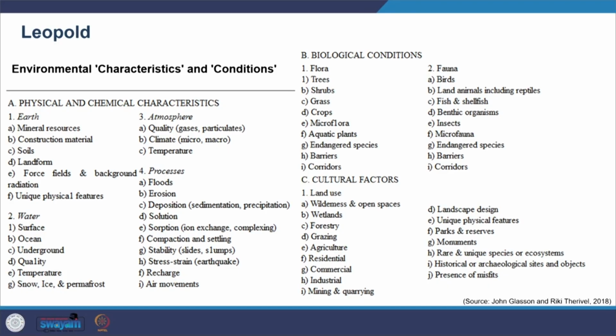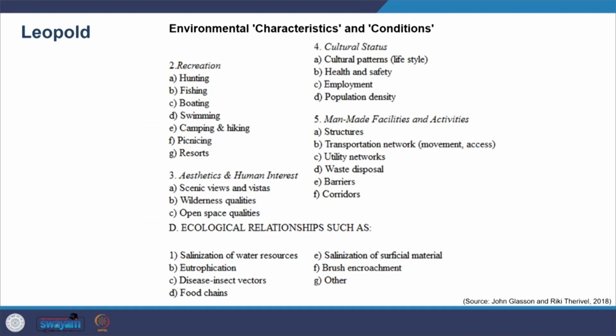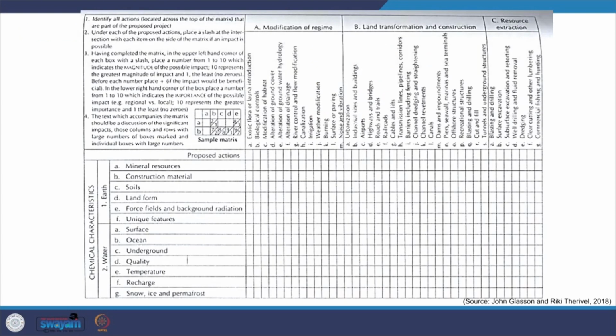You can see the physical and chemical characteristics, earth, atmosphere, water, cultural factors, biological conditions, all these are there. You can see mining, quarrying, all these aspects, and how you can put values and significance and assign them in a very simple matrix, and you can see how the overall matrix would look. So this matrix is very comprehensive in covering the physical, biological and socio-economic environment as well.